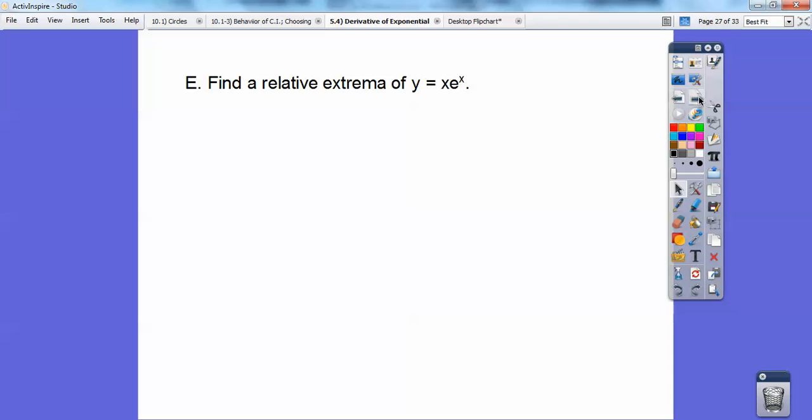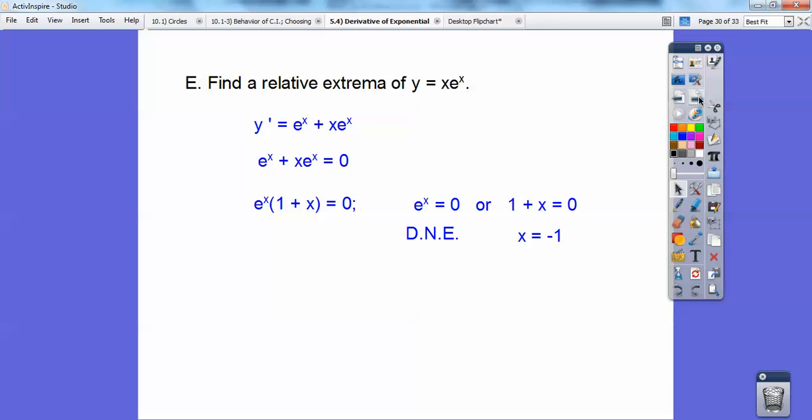Find the relative extrema of y equals x e to the x. Relative extrema means take the derivative. So we're going to go ahead and take the derivative, and I did product rule right there. Then relative extrema says we set it equal to 0 and find the criticals. And I find e to the x will never equal 0, but 1 plus x equals 0 at -1. So we're going to test -1 into y prime, which is this function right here. When I plug in -1, I'll plug in 0 right here and right there.